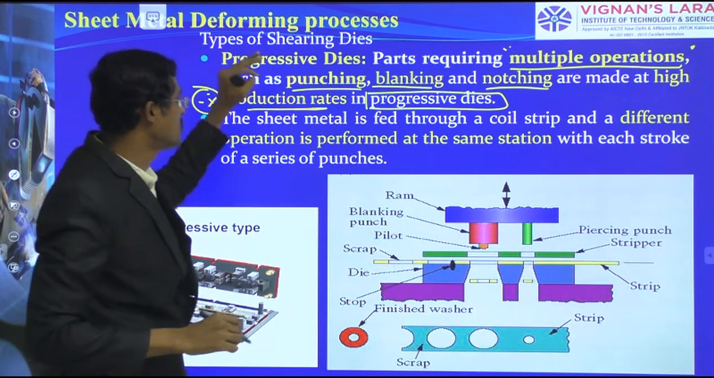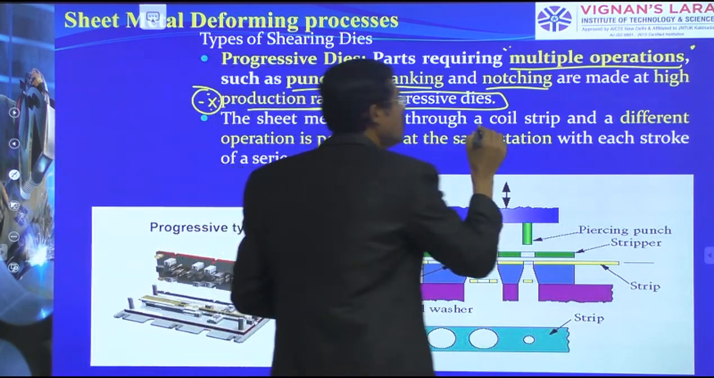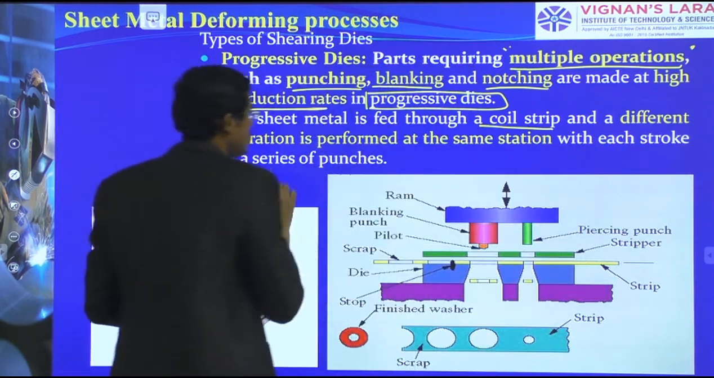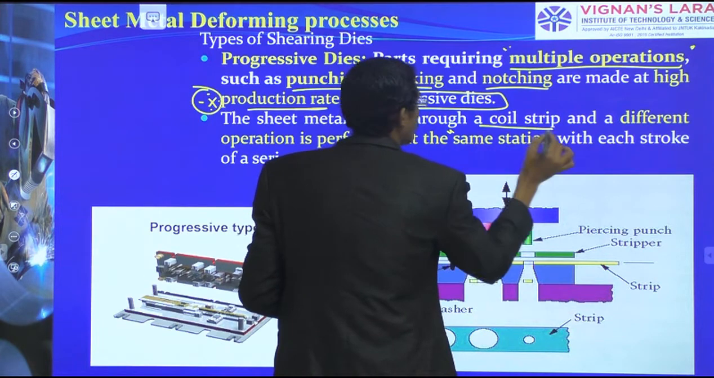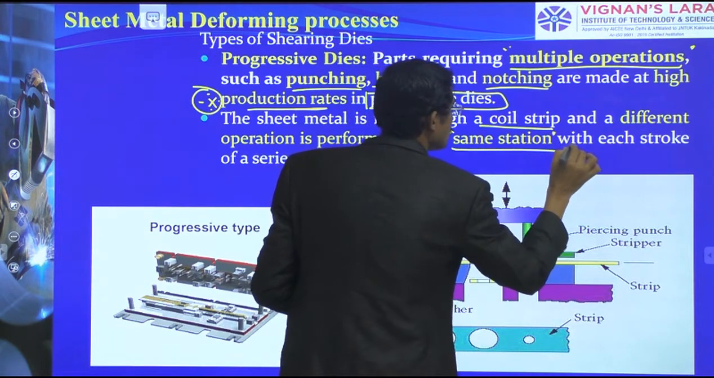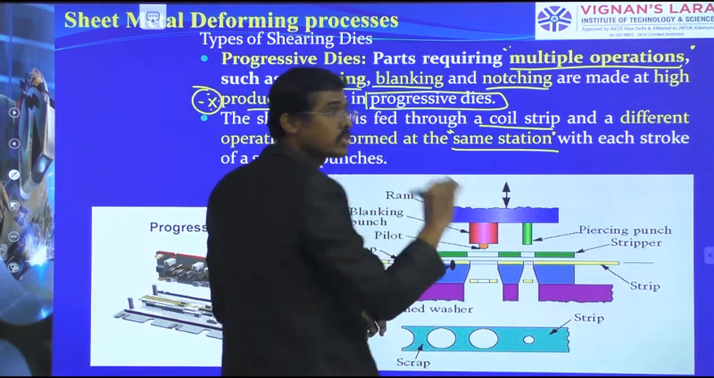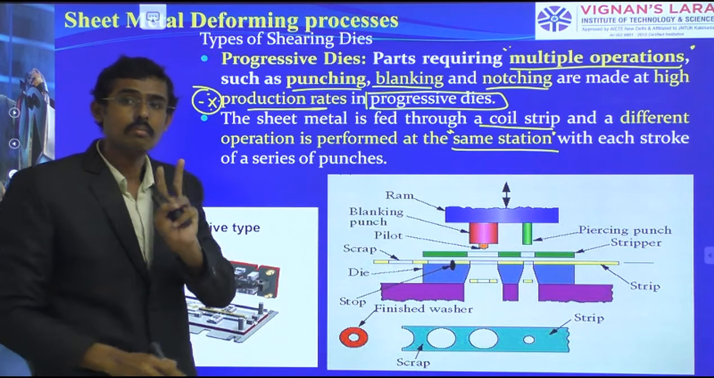The sheet metal is fed through a coiled strip and different operations are performed at the same station. So this point is important. On the end of the same station, with each stroke. Same station, single stroke, multiple operations.